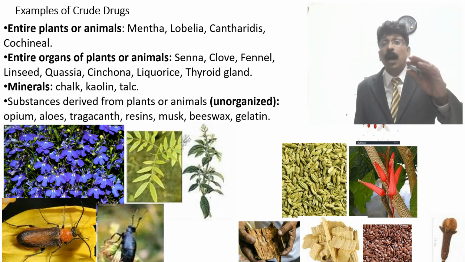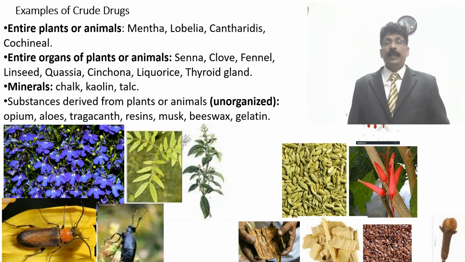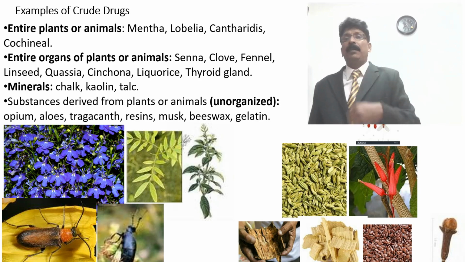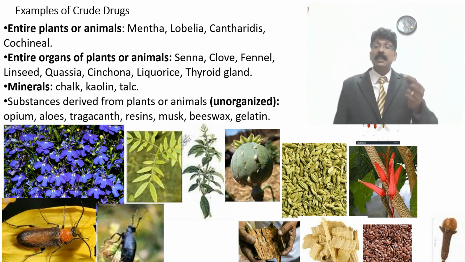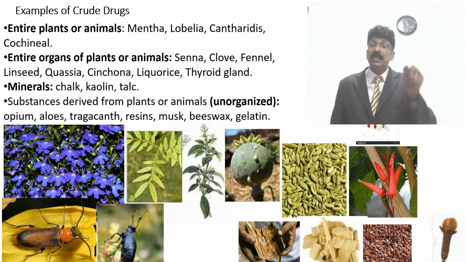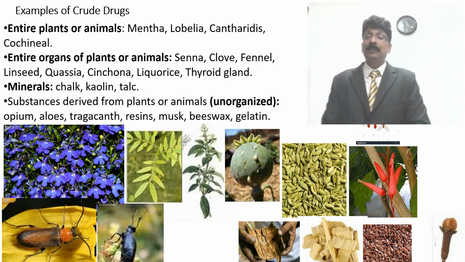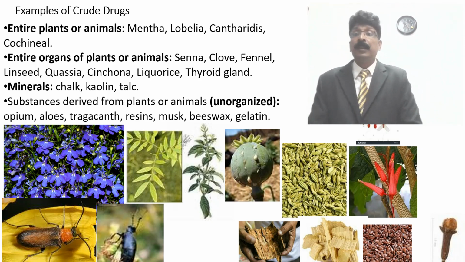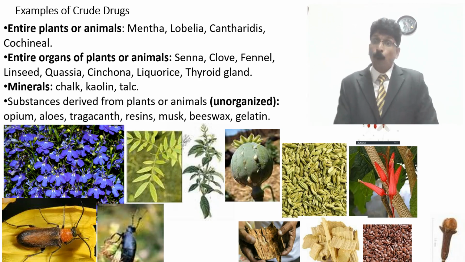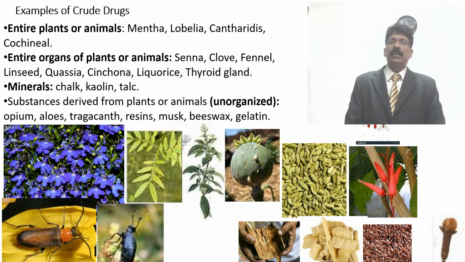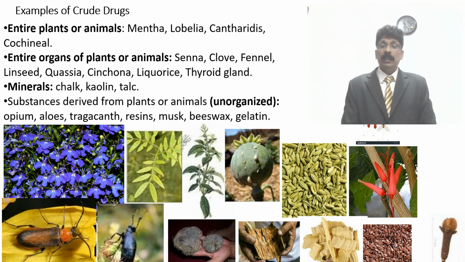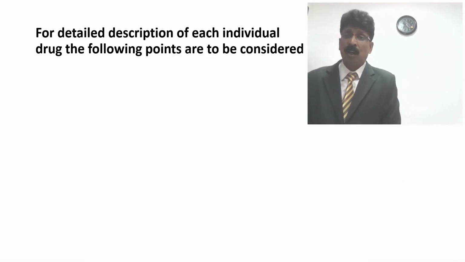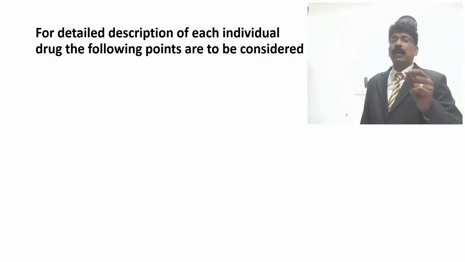They are exudates. They are derived from the plant. Like opium, you see the picture? There we can see the fruit has been incised with a knife and latex comes out. That latex has morphine, thebaine, codeine. They are very highly useful drugs. Also resin, tragacanth, aloes. This is aloes. These are some of the substances used as unorganized drugs. So students should know what is an organized drug and what is an unorganized drug.